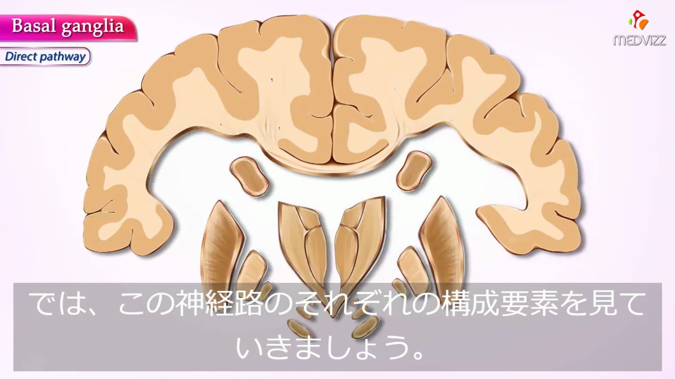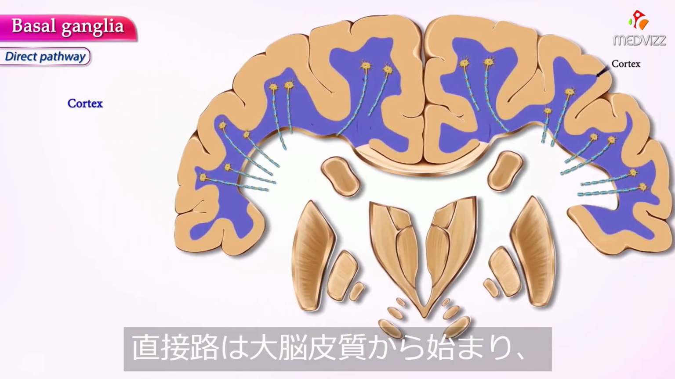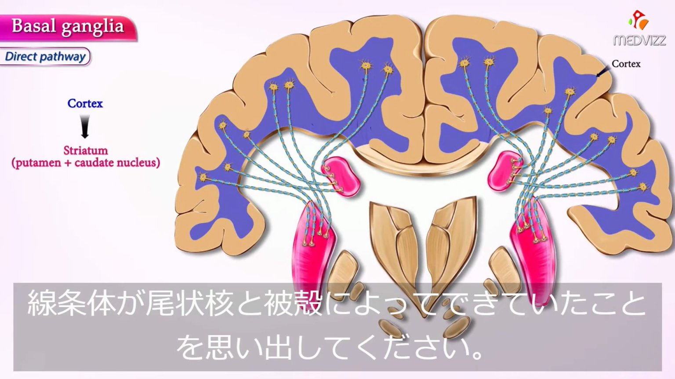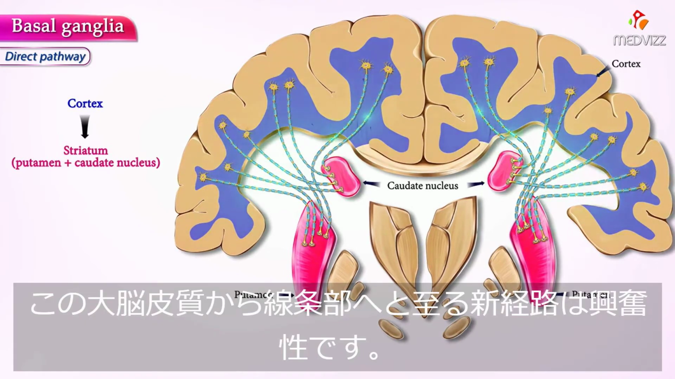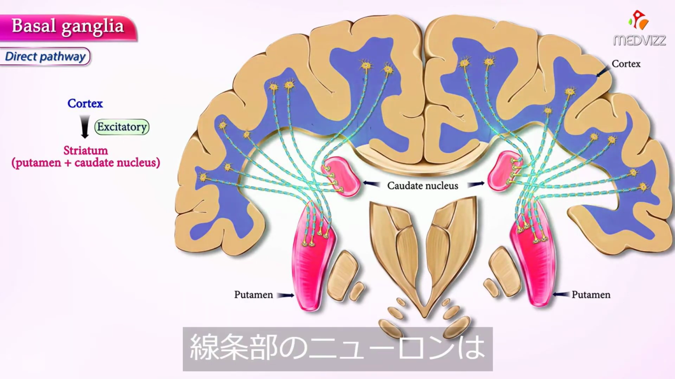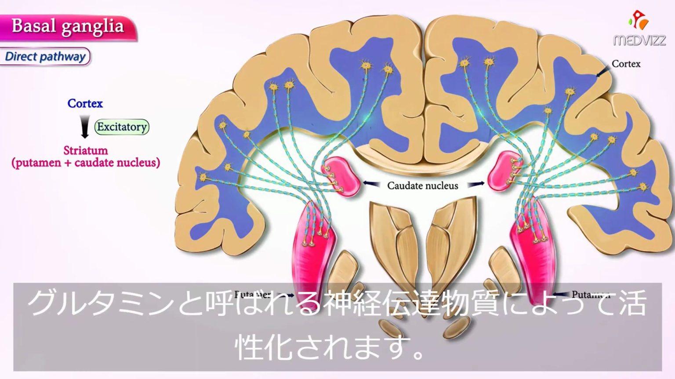Now let's see individual components of this pathway. The direct pathway starts from the cortex to the striatum. Now remember that the striatum is comprised of the caudate nucleus and putamen. This pathway from the cortex to the striatum is excitatory. The neurons of the striatum are activated by the input signals from the cortex by the neurotransmitter called glutamate.